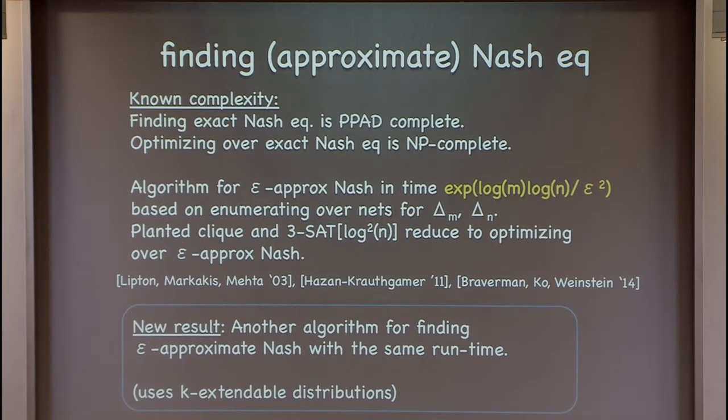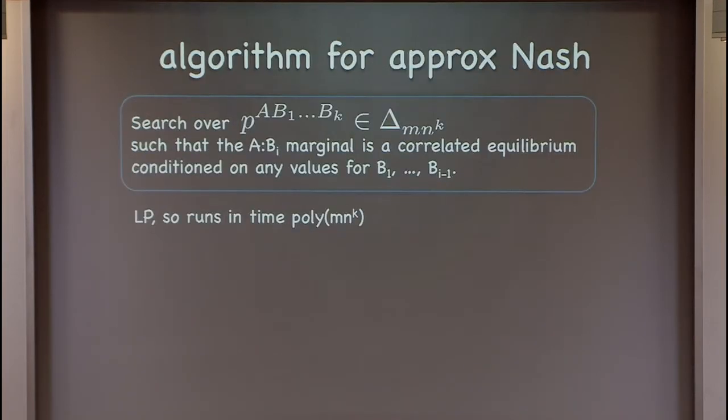And previously there's an algorithm which is also quasi-polynomial that involves enumerating over epsilon nets. What I want to present is one using, again, a sum of squares-like algorithm. And the idea is the following.